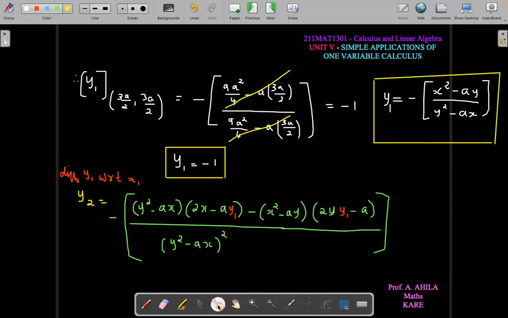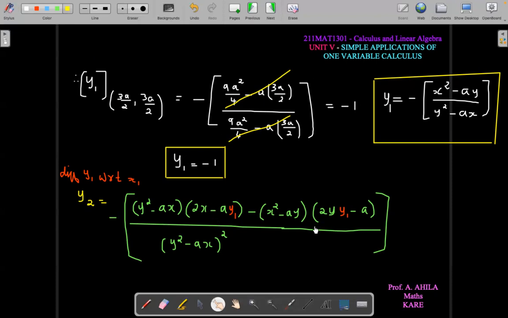So we get v square, that is (y square minus ax) the whole square. Then v du, where v is y square minus ax, and du is differentiating the numerator with respect to x. So listen, 2x minus a into, when you differentiate y with respect to x, don't forget to put y1. Similarly, minus u v dash, where u is x square minus ay, and v dash, again using the chain rule, is 2y y1 minus a. So wherever y1 comes, we can replace it with minus 1.